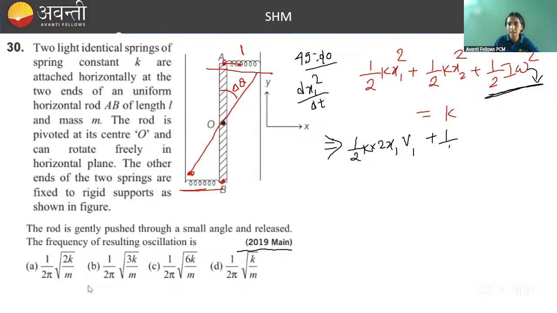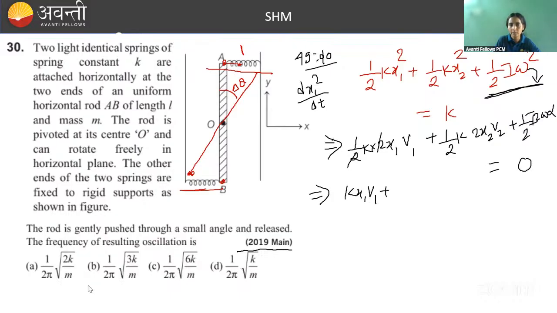Similarly, here you will get half k 2x2 v2 plus half I 2 omega alpha. Why alpha I am writing? Because omega square को differentiate करोगे time के respect में 2 omega d omega by dt, that is alpha I have written. ठीक है, and this is equal to 0 because constant का differentiation is 0. Now if you solve it, this will become K x1 v1, K x2 v2 plus, 2 यहाँ भी cancel होगा, I omega alpha. This is equal to 0.